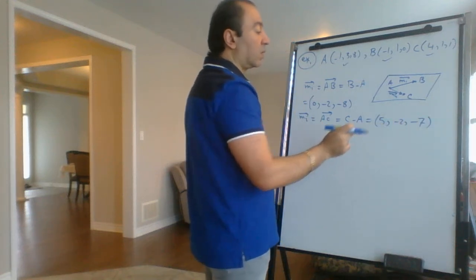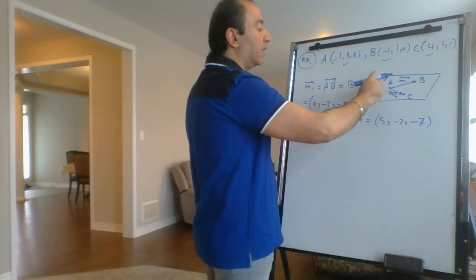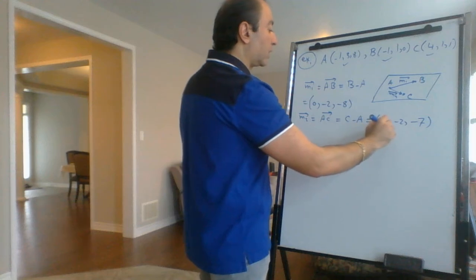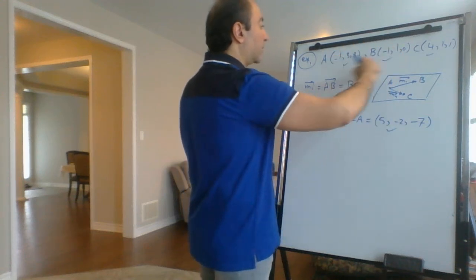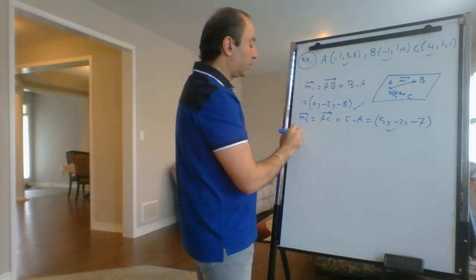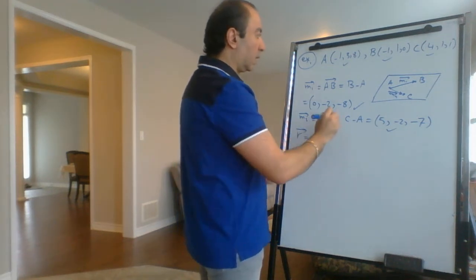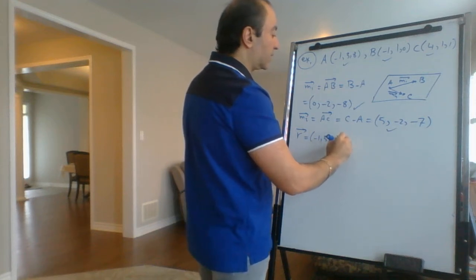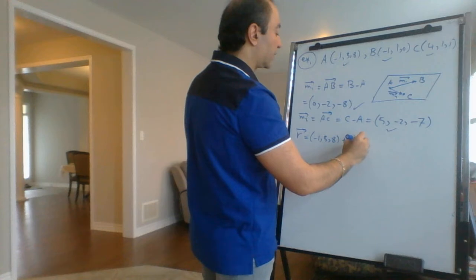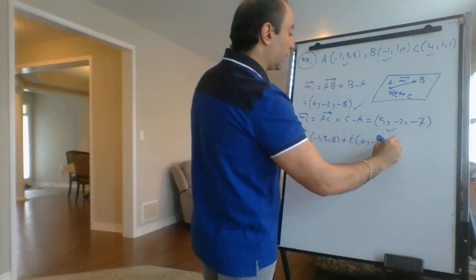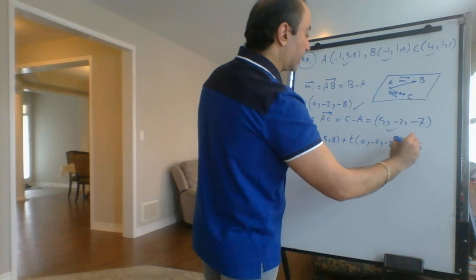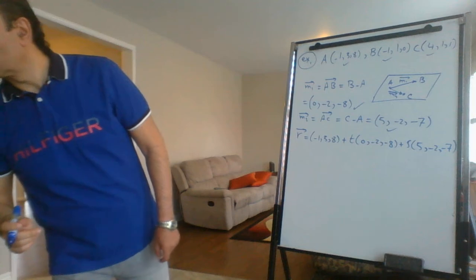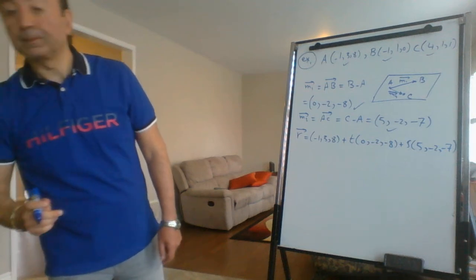Is this the only thing? No, we can say AB and BC, CA, any 2 direction vectors will work. So now we have 2 direction vectors, and we can use any of these points, and we can write the vector equation. So R will be any point, so let's say negative 1, 3, and 8, I used point A, plus T times the coordinates of the first direction vector, plus S times the coordinates of the second direction vector. And this is the vector equation of the plane.